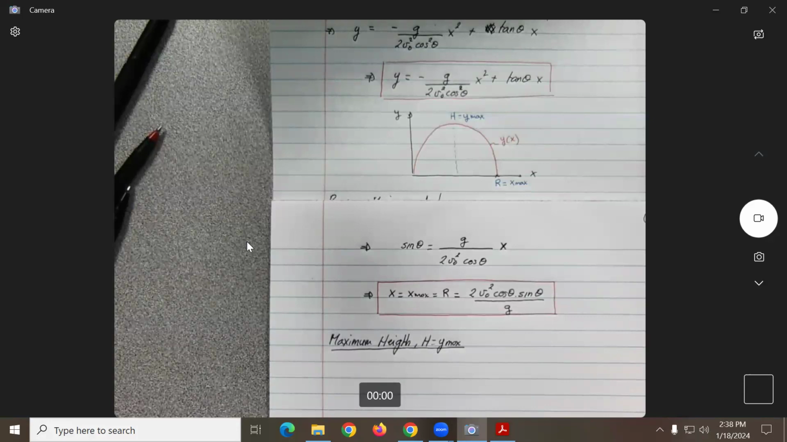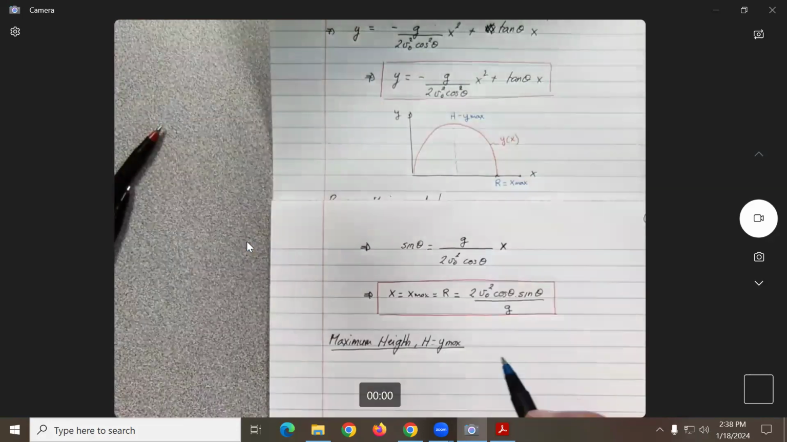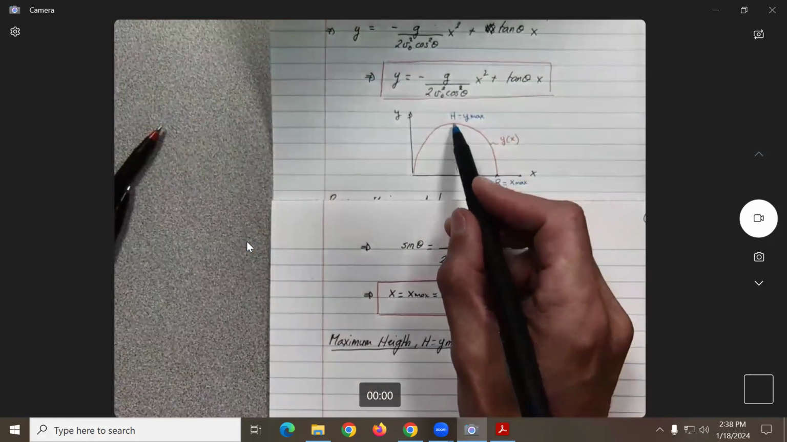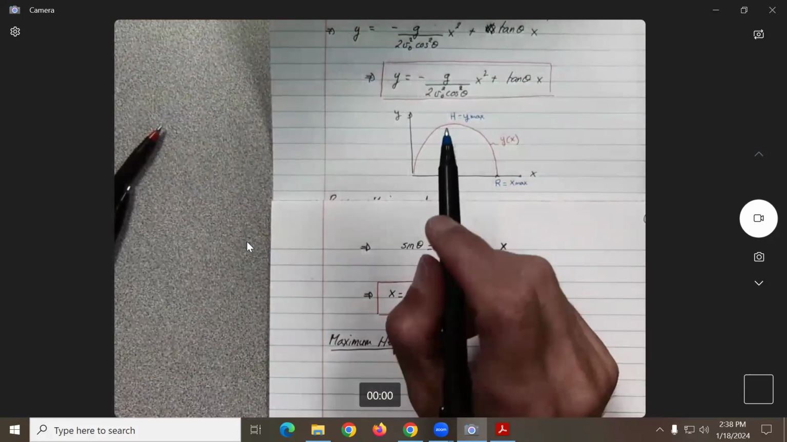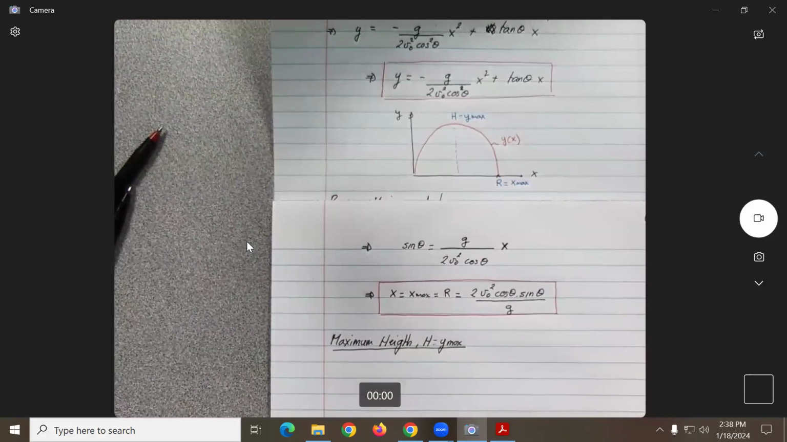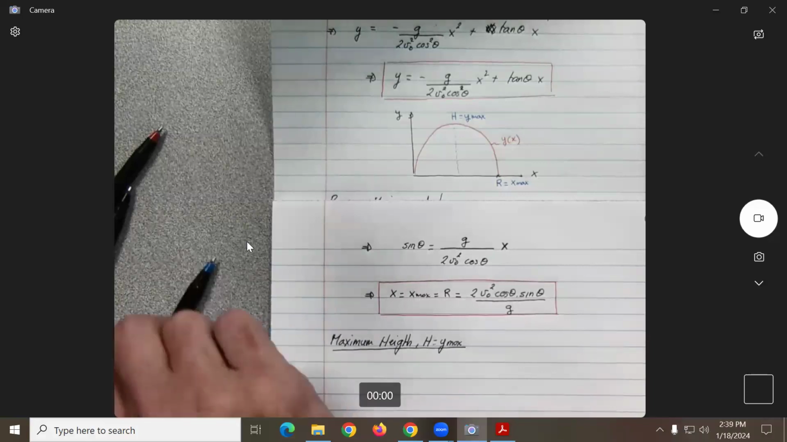Okay, so basically what you find over here is that at the top, this is a straight line, no? Okay? So yeah, you could say the y is zero. You could use that one. What else could you use? Yes. You know that I max corresponds to half the maximum range. Correct. So there are two things you can use.